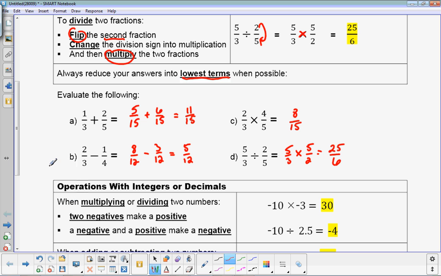So first thing we do here is we want to make sure when we're adding or subtracting, we have the lowest common denominator in both situations, and then you add or subtract. When you're multiplying, you multiply straight through. When you're dividing, remember, you multiply by the reciprocal, you flip the second fraction, and then you multiply through. Okay, so a good review of fractions there.